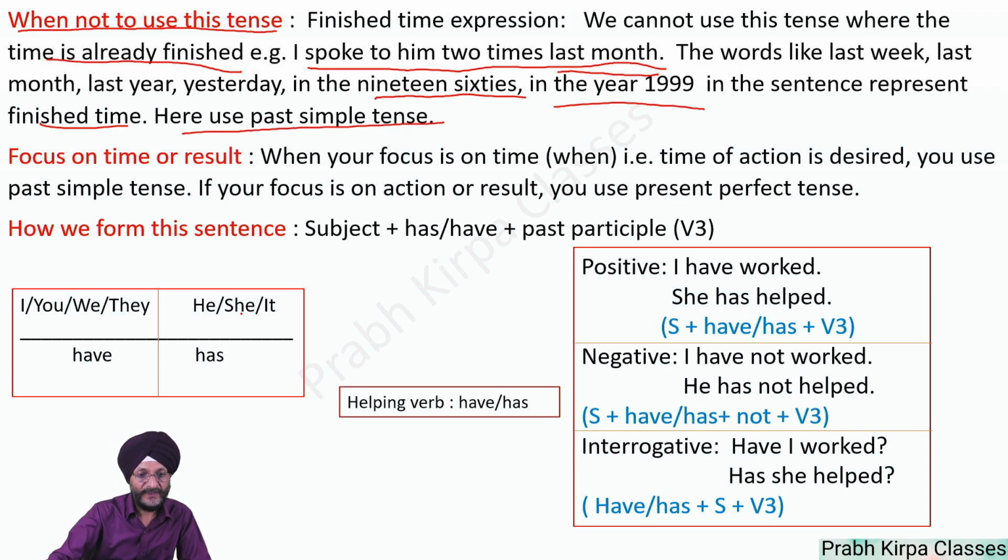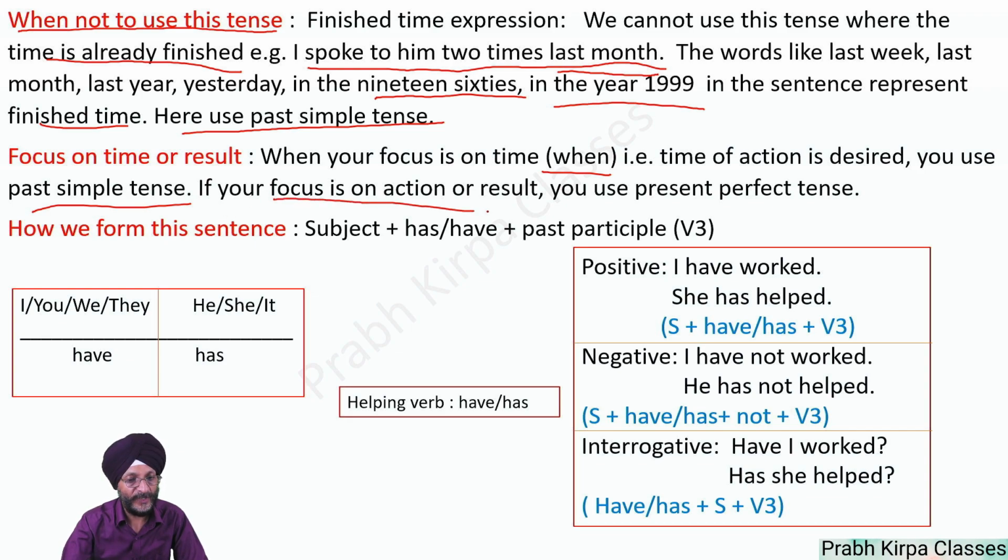When our focus is on time, that is when that particular action has taken place, you have to use past simple tense. If your focus is on action or result, you use present perfect tense. How is this sentence formed?